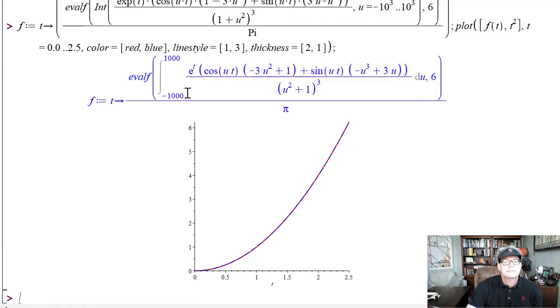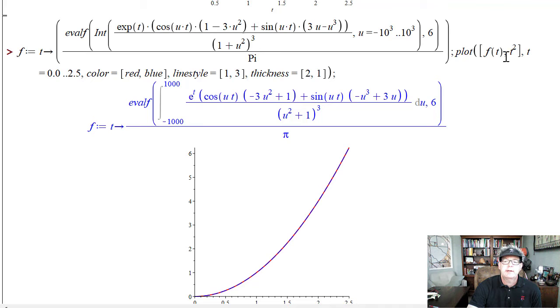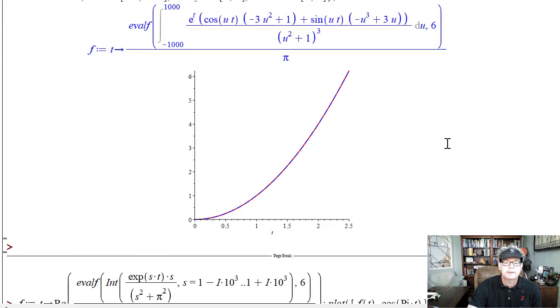So here I kept it from minus 1,000 to 1,000. But that imaginary looking integral, if you do the calculation, you just get this real integral. And of course there's the graph along with t squared. They're both being graphed, f of t and t squared. You can see they're identical.